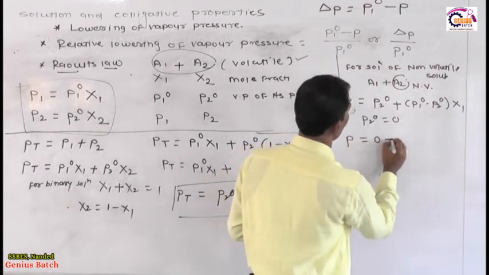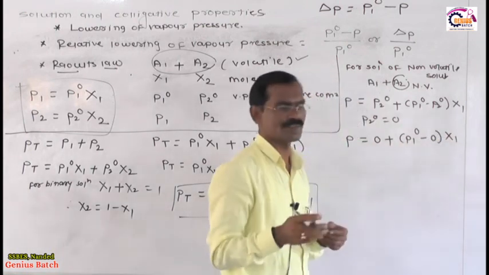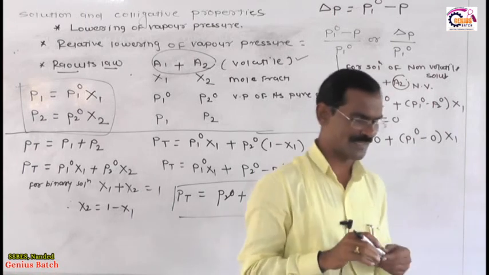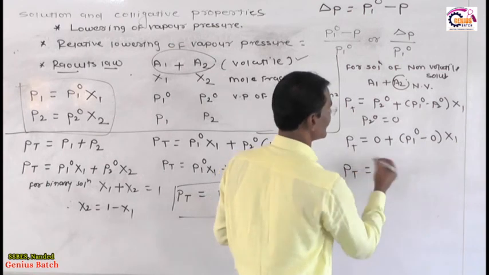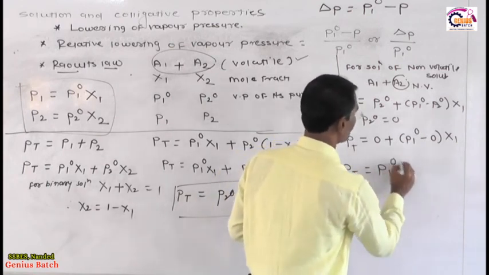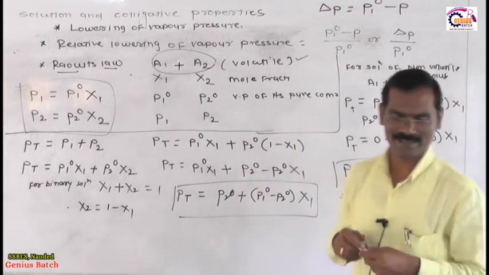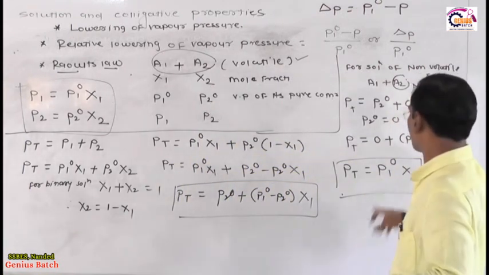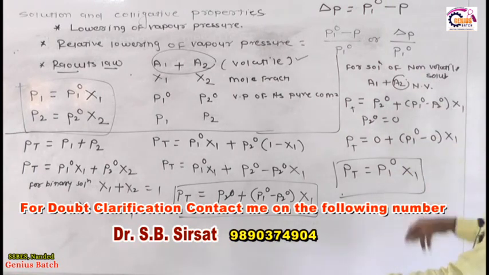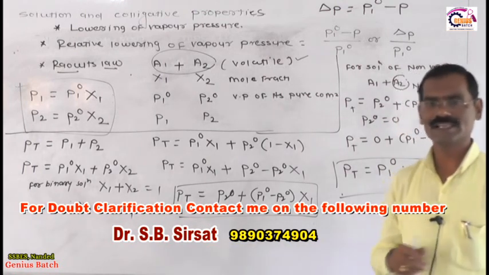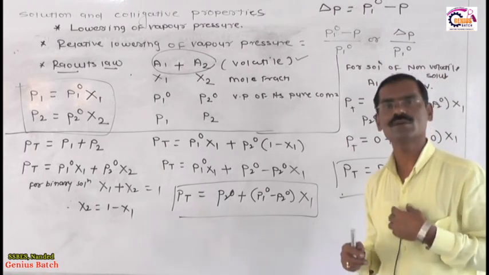Now put this value in the equation. Therefore PT is equal to 0 plus P10 minus 0 into x1. Finally, the total pressure is equal to P10 into x1. It means if the solute is non-volatile, then the total pressure depends only upon the solvent, not upon the solute. These are very interesting concepts, and the remaining part of this topic we will discuss in the next video. Thank you very much.